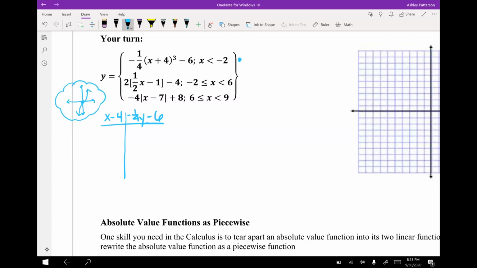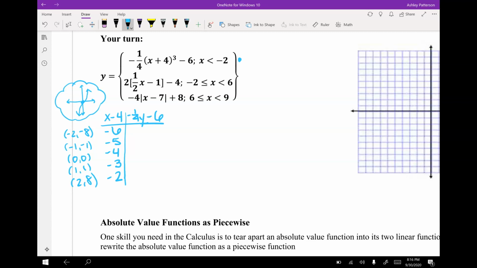Our parent function points are negative 2, negative 8, negative 1, negative 1, 0, 0, 1, 1, and 2, 8. Okay, so if we take those x values and substitute them in, negative 2 minus 4 gives us negative 6. Negative 1 minus 4 is negative 5. And then fill in the chart with me, if you haven't already.